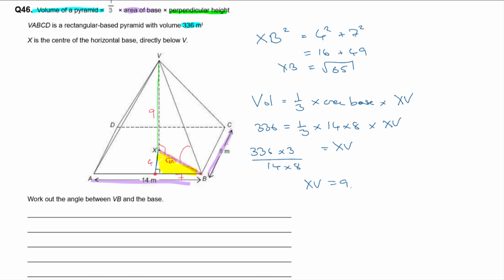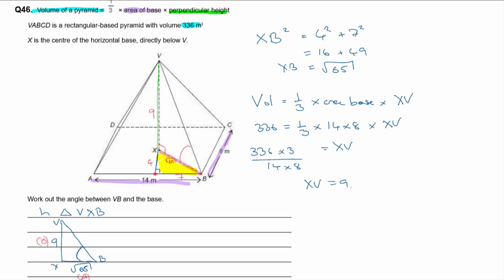So take triangle VXB. So in this triangle here, look. So that's X, that's V, that's B. I want to find that angle there. I know that's 9. I know that's root 65. But I also know that this is the opposite and this is the adjacent.